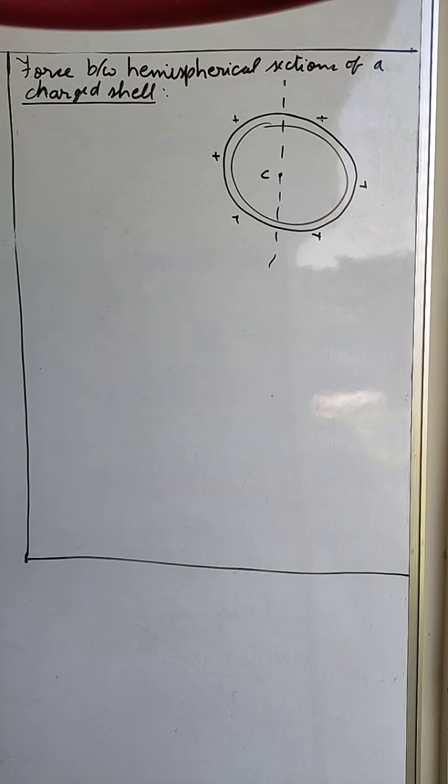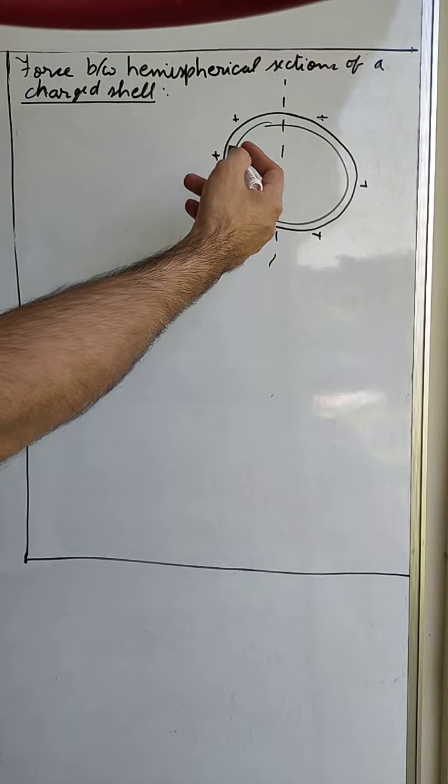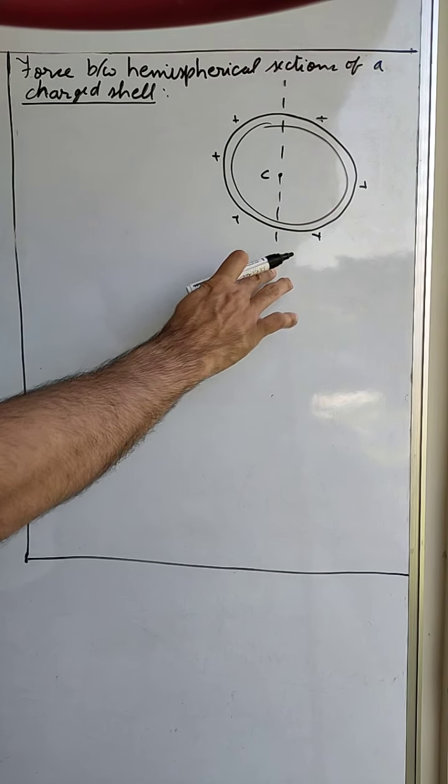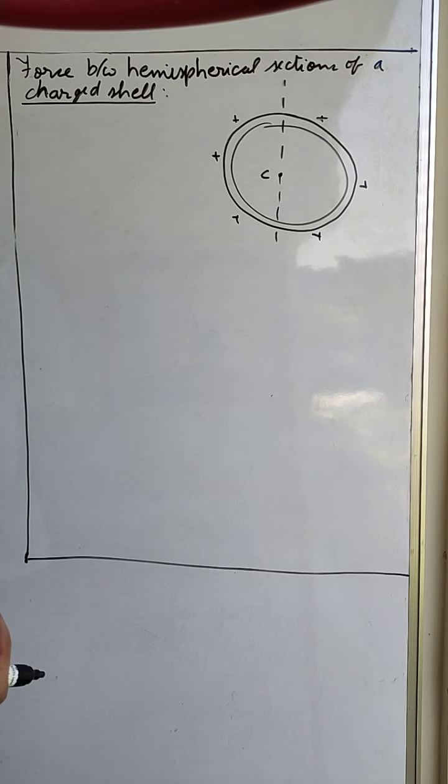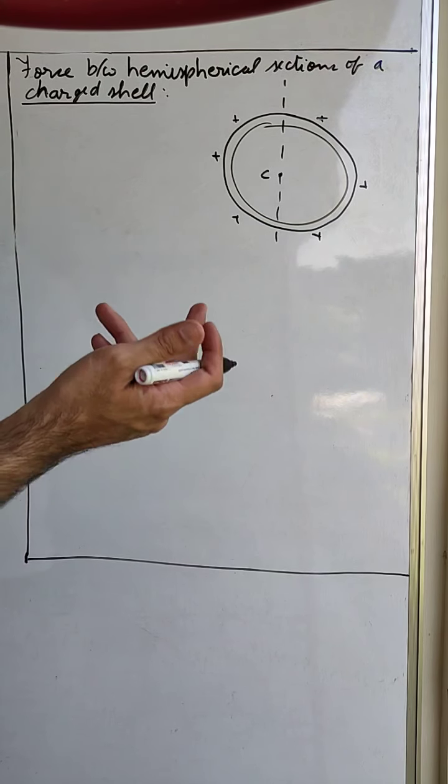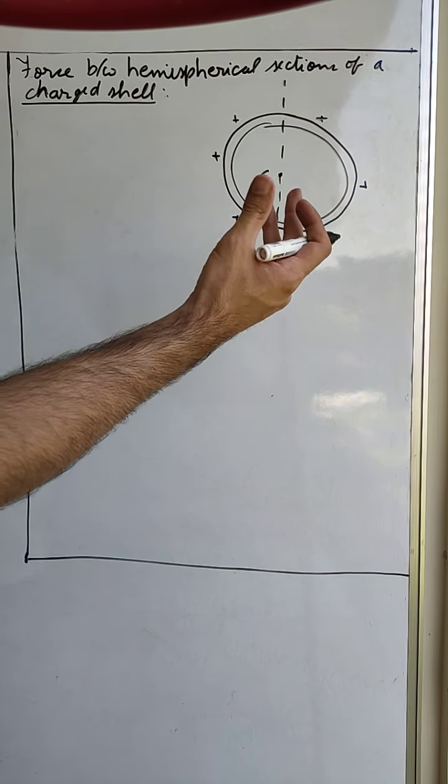In this section, we will calculate the force between hemispherical sections of a charge shell. We are given a charge shell with a positive charge on it, and this shell can be divided into two parts by this line such that each part will be a hemispherical shell. So we will consider one part at a time.